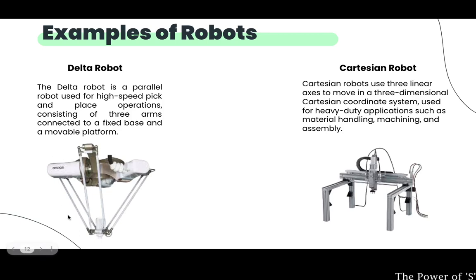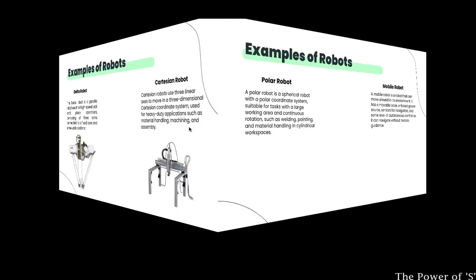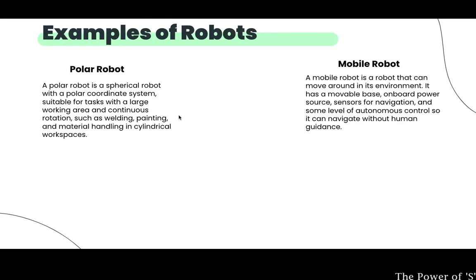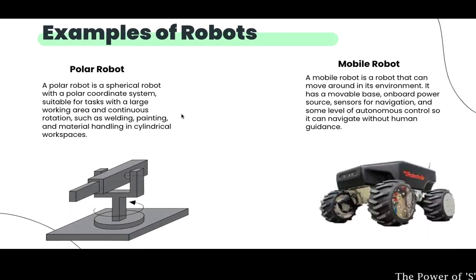Now pause the video, read the information, and let's keep going. I can't read it with you because of the time delays, but let's keep going. There's also polar robots and a mobile robot. A mobile robot is very interesting, so I'll read that to you. It's something that can autonomously control itself and navigate without any human guidance. I think we will be building a mobile robot. I'm not yet sure, but we shall see.